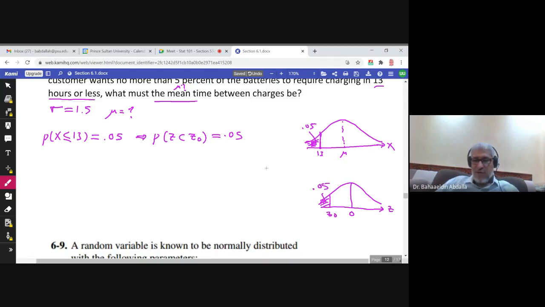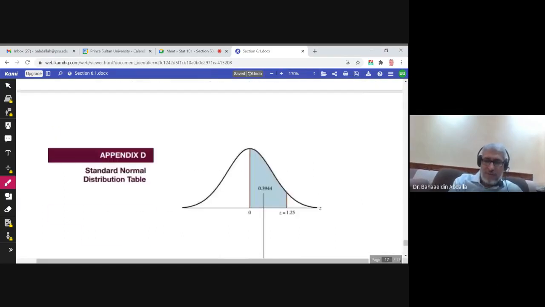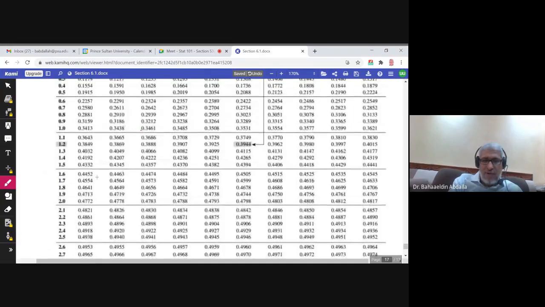Now this area is 0.05. I cannot use it to find Z0. I have to use this area. So I subtract 0.5 minus 0.05. The answer is 0.45. Now I go to the table and look for 0.45. This is for 4, this is for 5 more. So we go to 1.6.